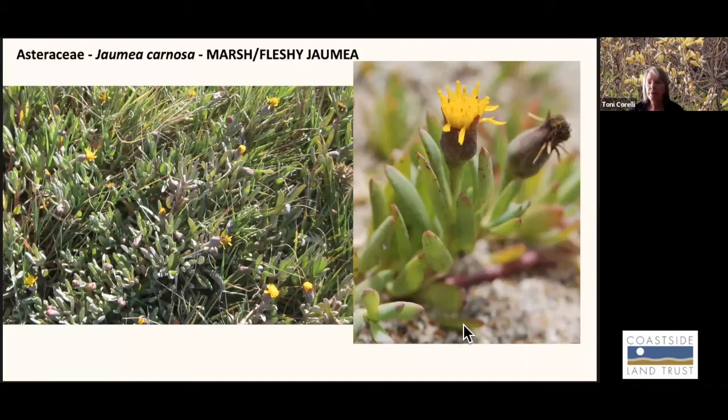Another halophyte found in the marsh is Jaumea in the sunflower family, fleshy Jaumea or marsh Jaumea. It's shown here with its succulent leaves. Jaumea forms spreading branches that can root at the leaf nodes, forming dense patches. Jaumea is a salt excluder and has special cells in the roots that block salt from getting to the other parts of the plant.